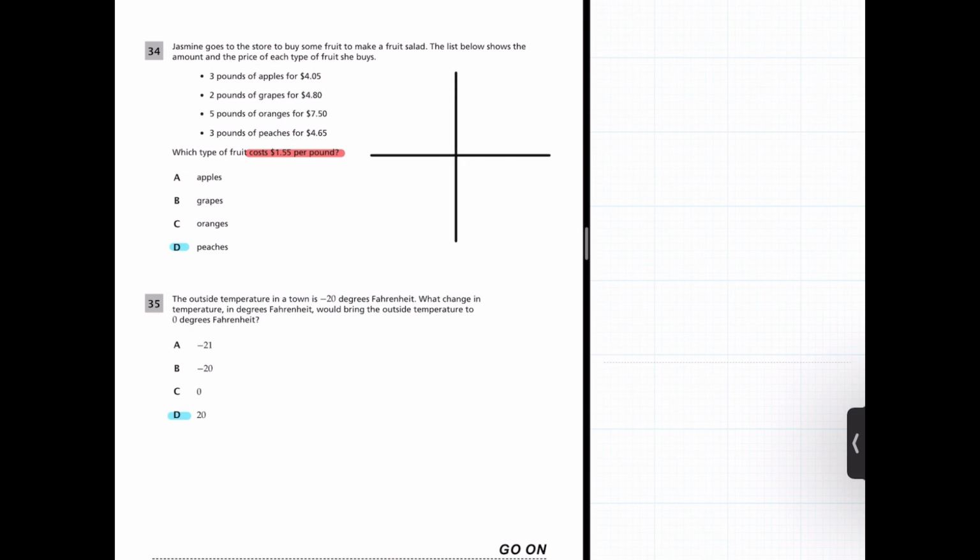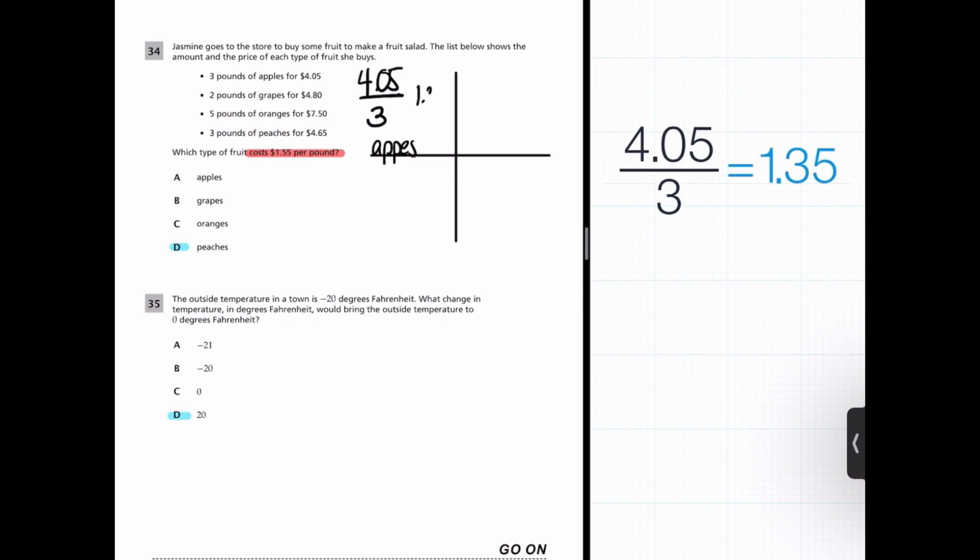So let's make some room. The first one are apples, and they are $4.05 for 3 pounds. So 405 divided by 3. So how much is 1 pound? $1.35. Let's find the unit rate for grapes. And these are $4.80 for 2 pounds. I don't need a calculator for that one. That is $2.40. That's the unit rate. So far I still haven't found 1.55, so I'm going to eliminate apples and I'm going to eliminate grapes.